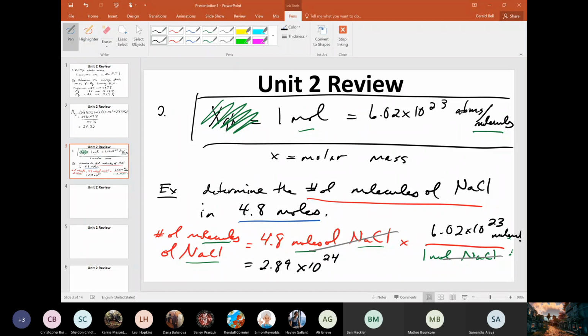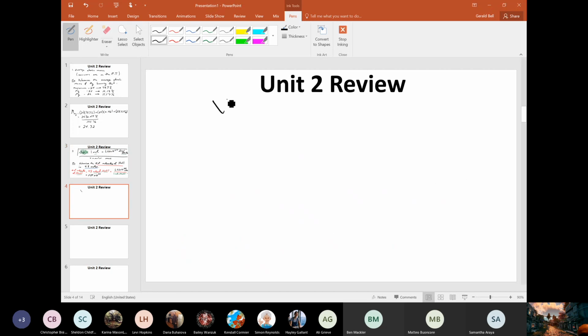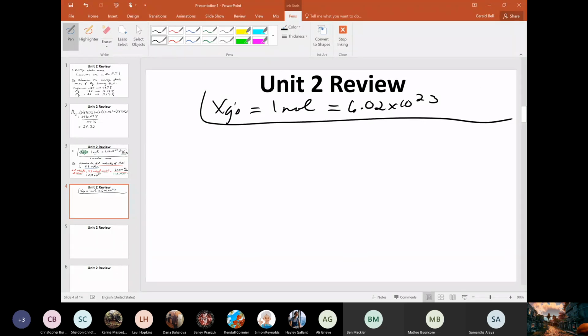We've done lots comparing grams and moles. We've kind of done that endlessly here. Maybe we'll just do one more in this section. And I'll just quickly rewrite the boxed expression here: X grams equals 1 mole equals Avogadro's number. And let's tackle one more here.